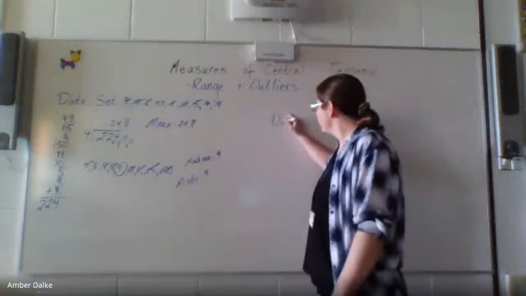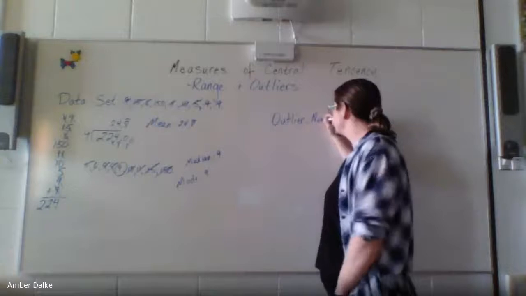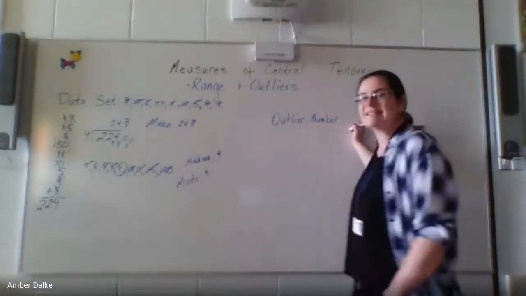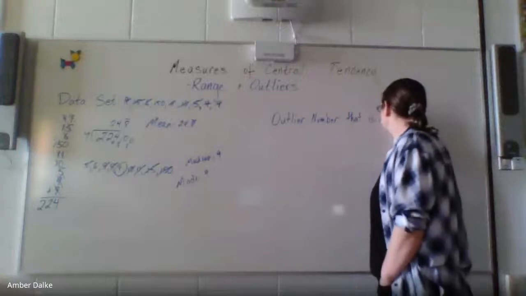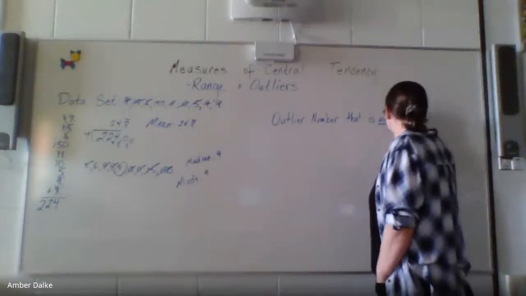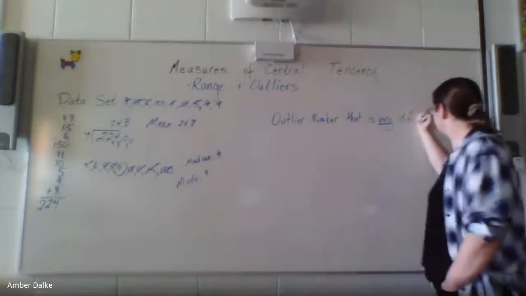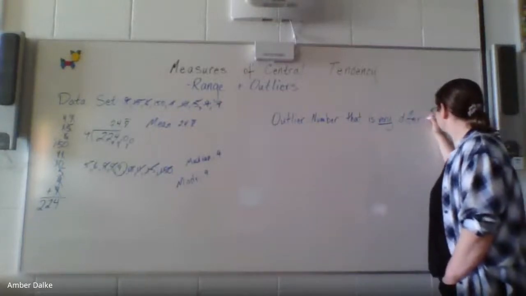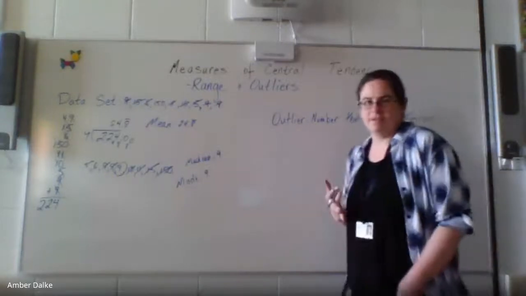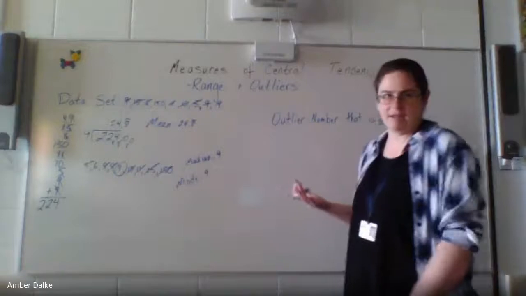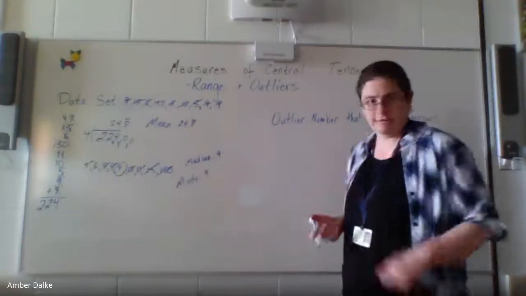So an outlier is a number that does not belong in a data set. It doesn't look right. It's very different. Okay, so this is the number that's very, very different. So in this case, the 150 makes our data set very, very different. It throws things off, okay?